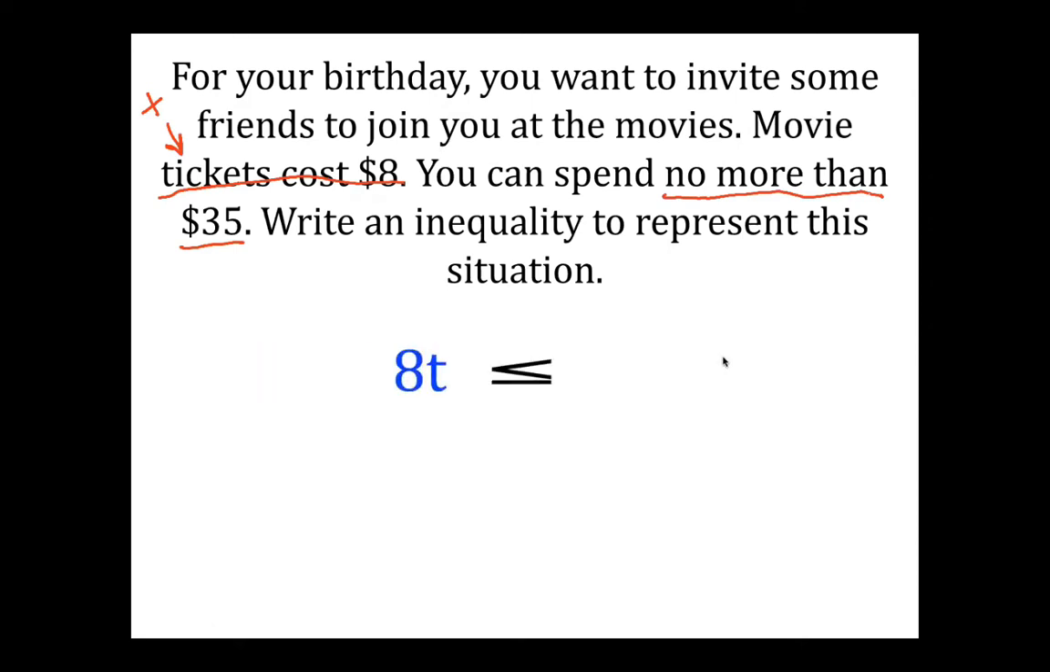And then you would have no more than, as we know, represents less than or equal to. So we can spend no more than our given value, which is $35. So here's how your inequality is going to look like. 8T is less than or equal to $35.